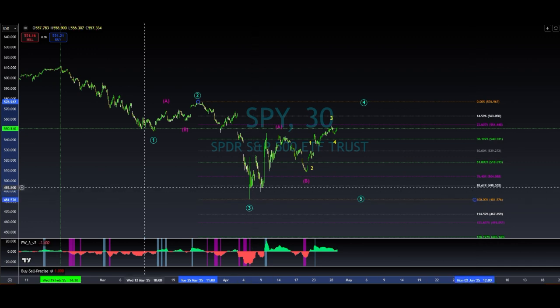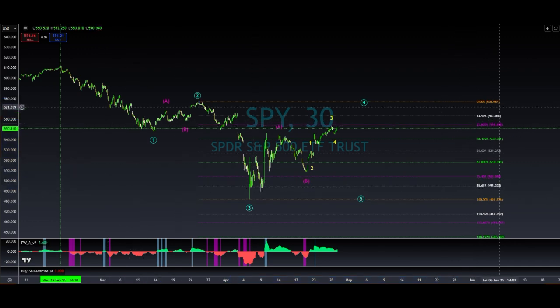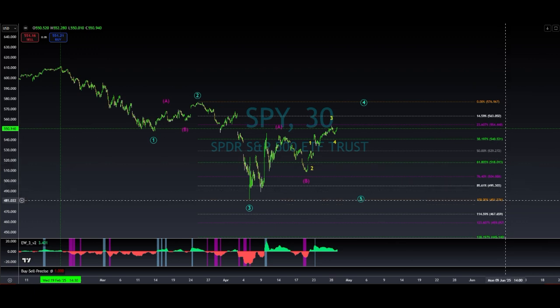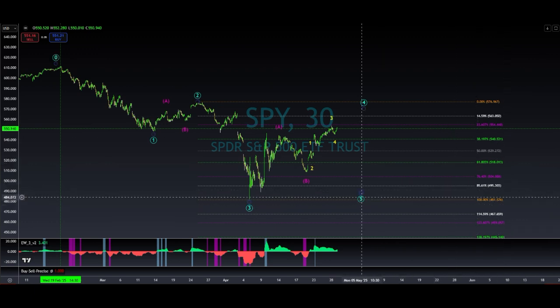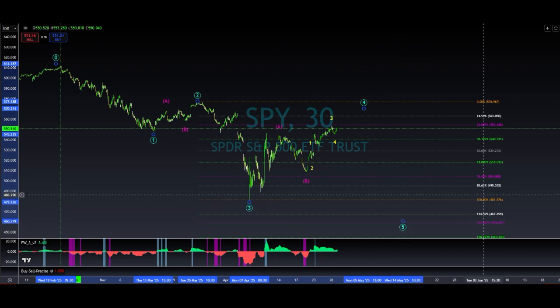So how to read this, these levels: 0% is where wave 3 began, and 100% is where wave 3 ended. So 100% of wave 3's movement was down here to 481. Basically, what happens next in wave 4 is you'll retrace some of wave 3's movement. Normally, you'll end at one of these lines.